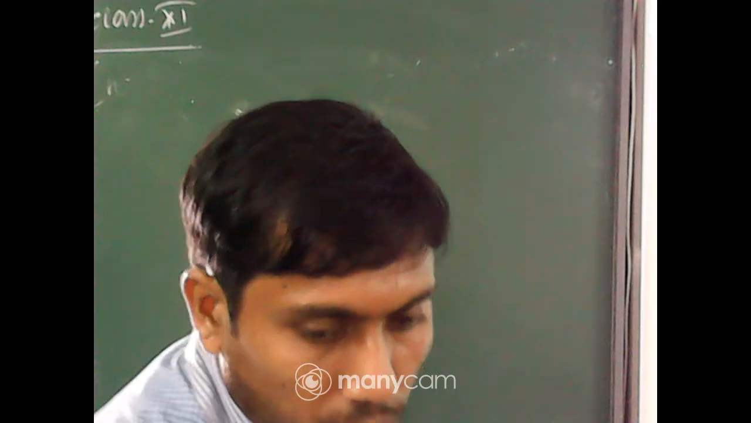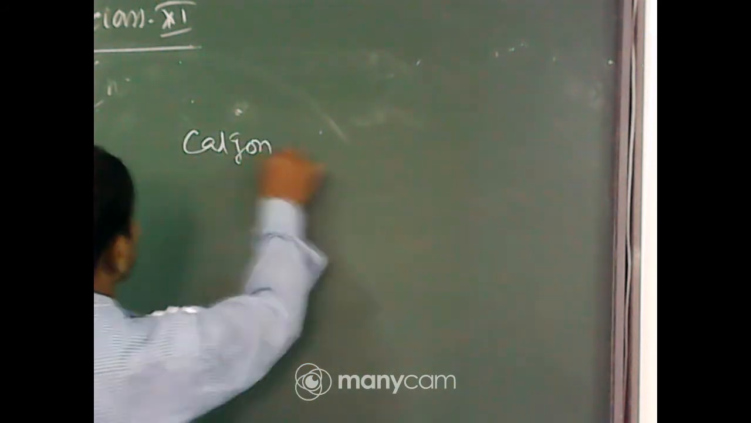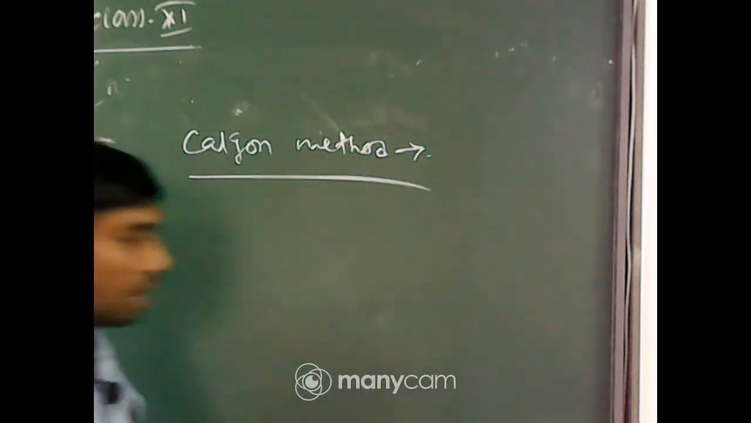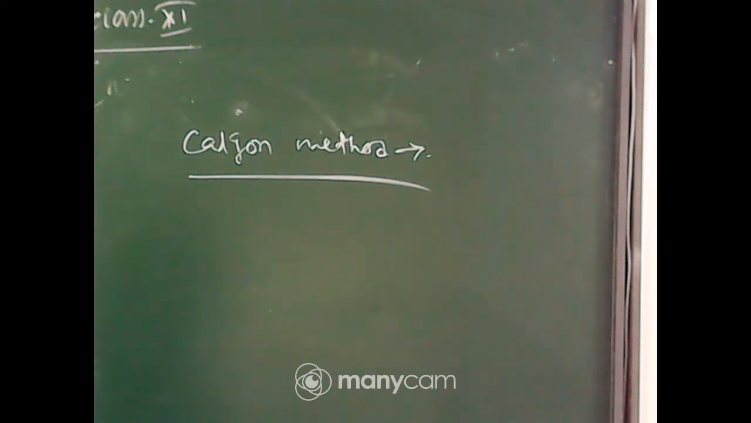Today it will be the next part of this chapter, hydrogen. Last class I discussed the synthetic resin method to soften hard water. Now, today I will discuss the remaining one, that is the Calgon method. It is the third method to make soft water from hard water.